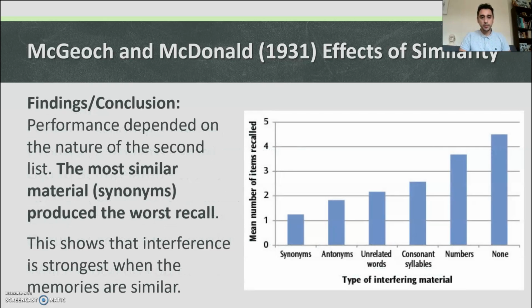This is what was found. Performance depended on the nature of the second list. The most similar material, the synonyms, produced the worst recall. So, those that had the synonym list had the worst recall, followed by the antonyms, followed by the unrelated words, followed by the consonant syllables, then the numbers, and the control group did the best. What this shows is that interference is strongest when the memories are similar. When you're asked to remember a similar word list to the original one, that's when interference happens most, and that's when you're most likely to forget.